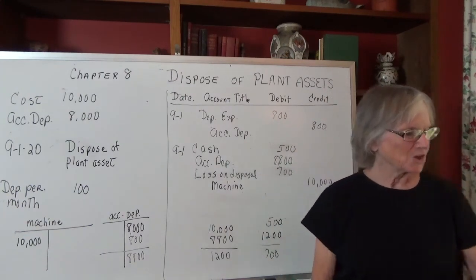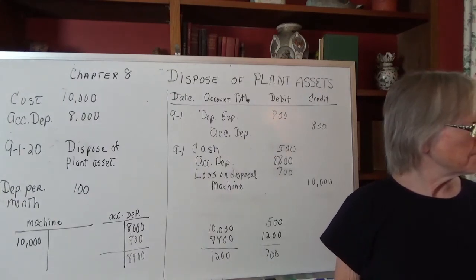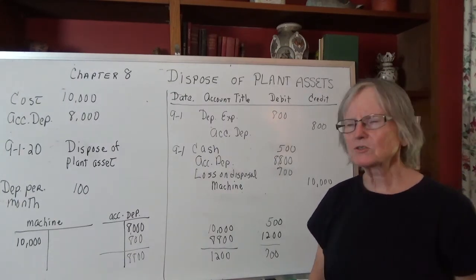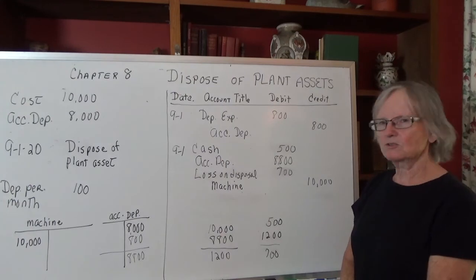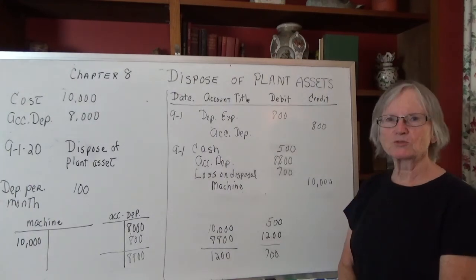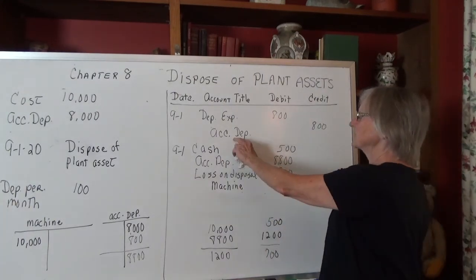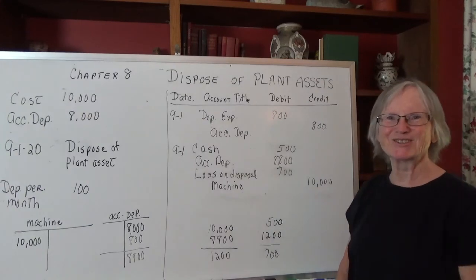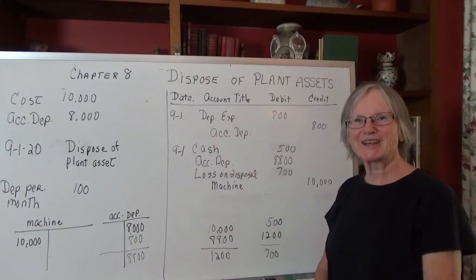Okay, so that's really about all there is on disposing of plant assets. The main thing that students tend to goof up is to forget to update the depreciation to the date of the sale. So if you remember to do that, it should be good.